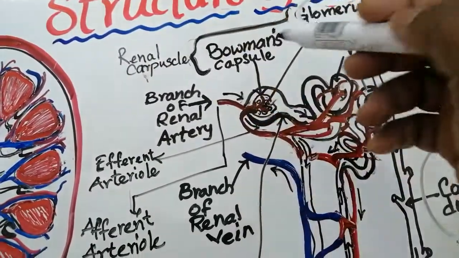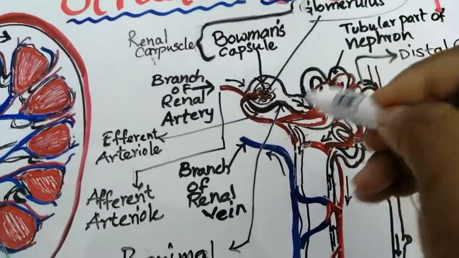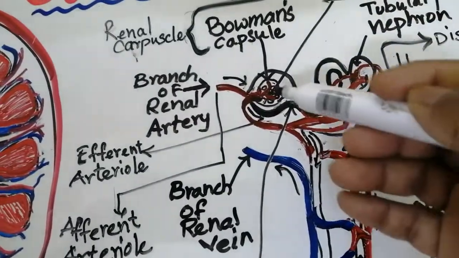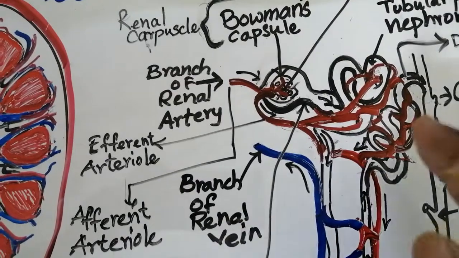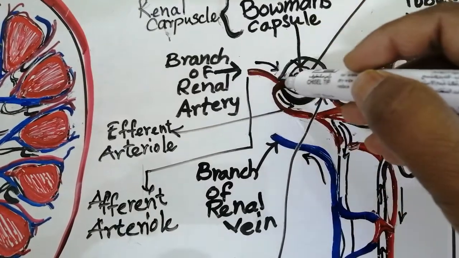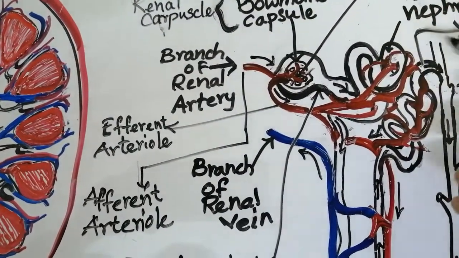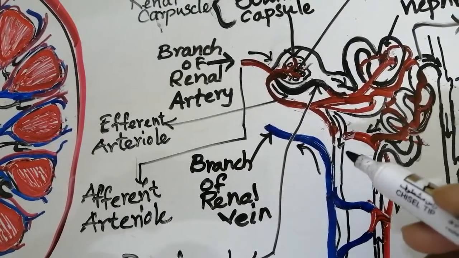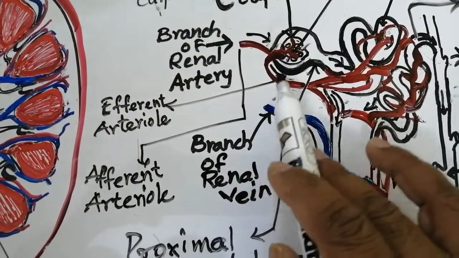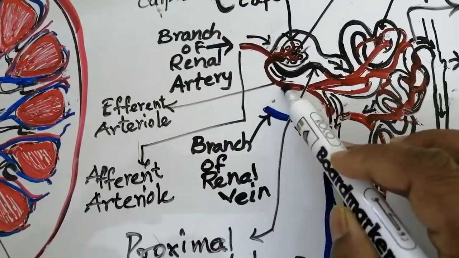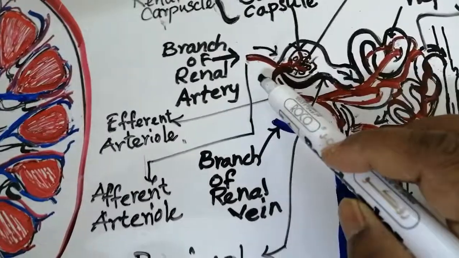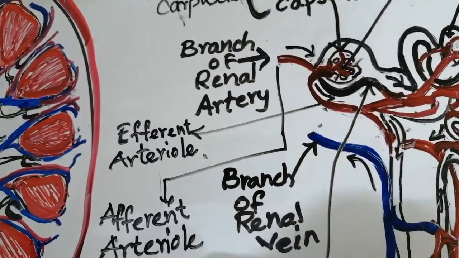Blood enters the glomerulus through a small artery supplying the glomerulus with unfiltered blood, called the afferent arteriole. You can see that this is the afferent arteriole. Now, another vessel, a small artery, carries the filtered blood away. This is called the efferent arteriole. Efferent and afferent are different.